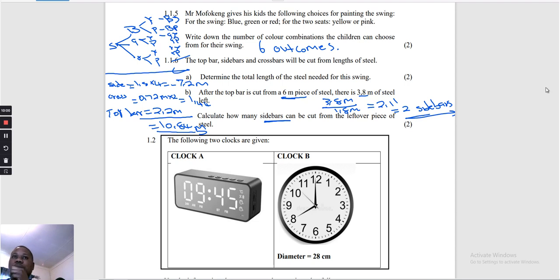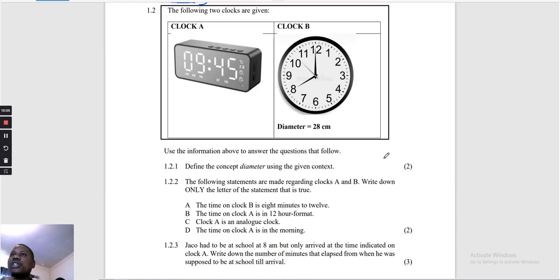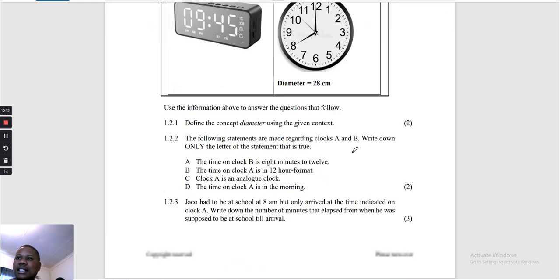Let's go to 1.2. It shows us the 2 times there. We can see clock A and clock B. The following 2 clocks are given. The diameter of clock number B is 28 centimeters. Define the term diameter using the given context. Okay, remember the diameter, you can identify them when you see them, but now let's define them. This is a diameter and this is the radius. But then now let's define.